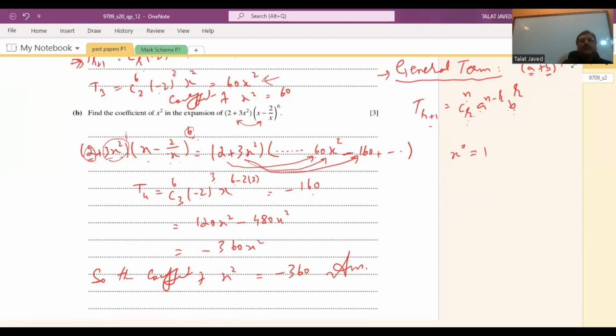When we multiply these two terms, when we multiply 2 with this 60x squared, we get 120x squared, and 3x squared by this minus 160 gives minus 480x squared. So it is 120 minus 480 x squared. So we get minus 360x squared. The coefficient of x squared is minus 360.